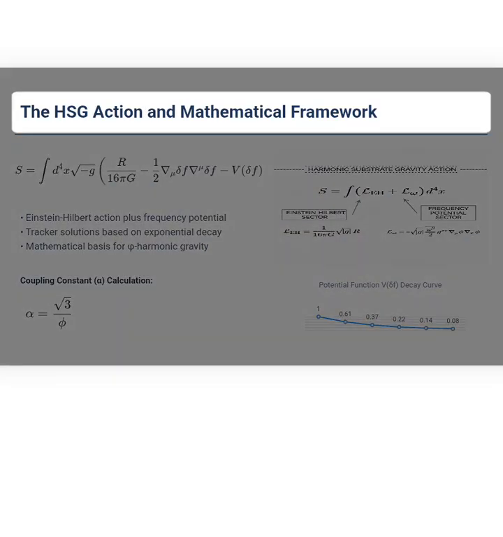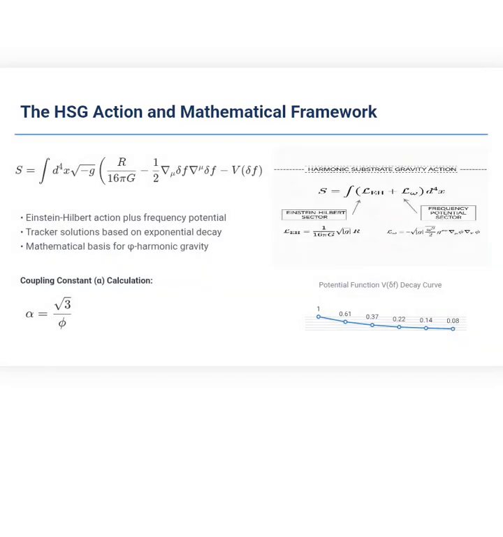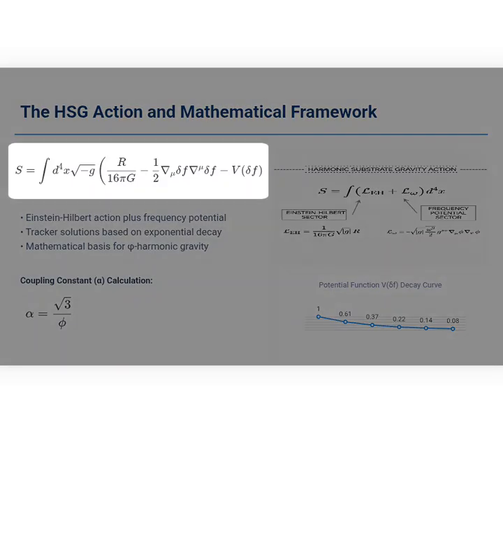Building on the logic we just covered, let's see how these principles translate into a formal mathematical framework. We're moving from the why to the how by defining the HSG action. Look at equation A1 here. This is our complete action S.